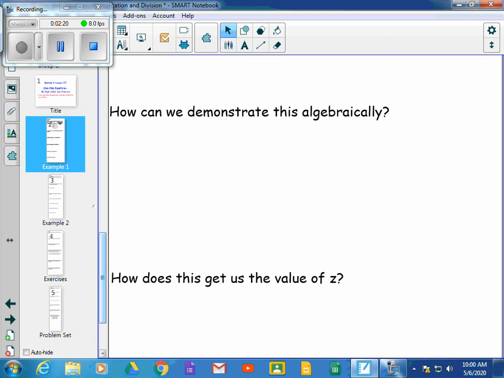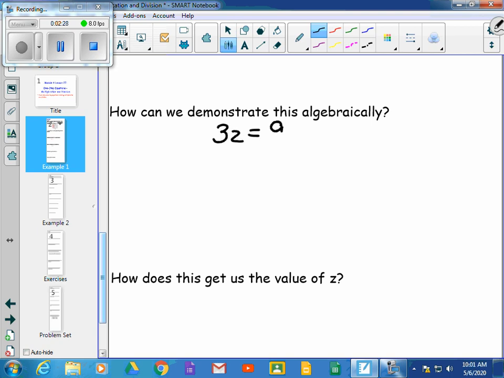Now let's talk about how to solve this problem algebraically. I'm going to start by rewriting my equation, 3z equals 9. I'm going to separate it into 2 sides, and I'm going to ask myself, is the z by itself? And of course the answer is no. So therefore I'm going to ask myself, what's with the z? And with the z I have 3 times. So I need to do the opposite of multiply by 3. I need to divide by 3.